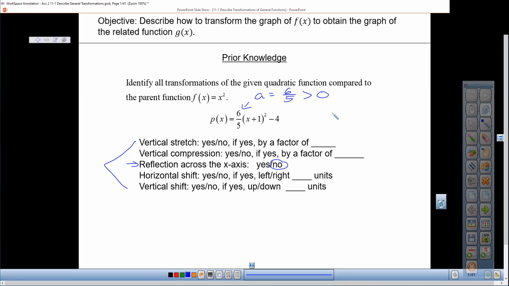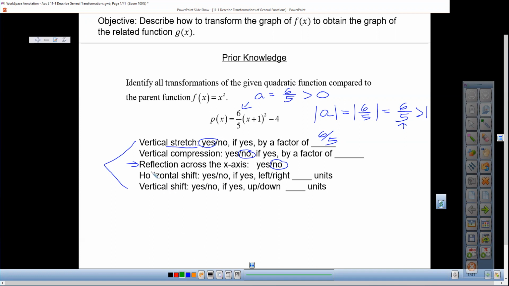For a stretch or compression, we look at the absolute value of A, remember, and the absolute value of a number is positive, and what we compare that to is 1. So 6/5 is an improper fraction. 6, the numerator, is larger than 5, the denominator, which means that this is greater than 1. And when our parameter is greater than 1, we have a vertical stretch. The factor of that stretch is the value we compared to 1, the 6/5. So if we have a stretch, we cannot also have a vertical compression. You can have one or the other.